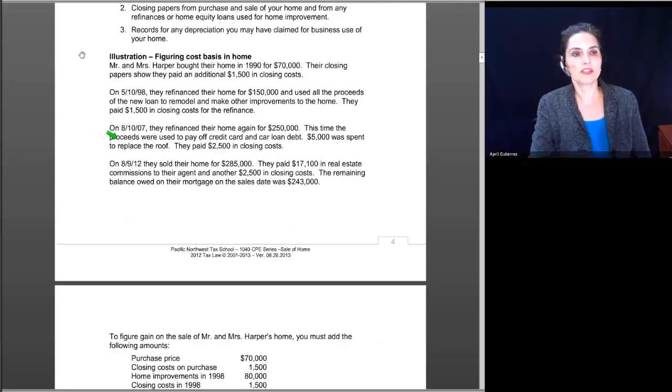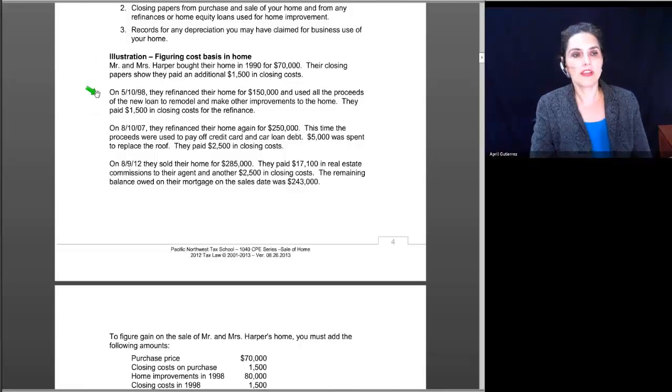And here's an illustration of how all of these different items can go into affecting the basis for a person's home. Mr. and Mrs. Harper bought their home back in 1990 for $70,000. Their closing papers show that they paid an additional $1,500 in closing costs.